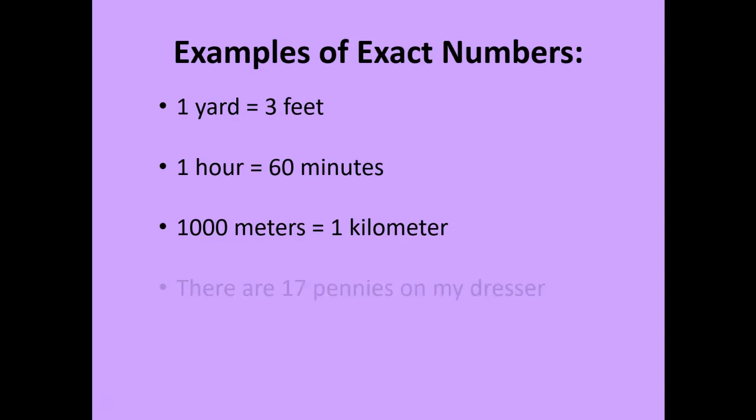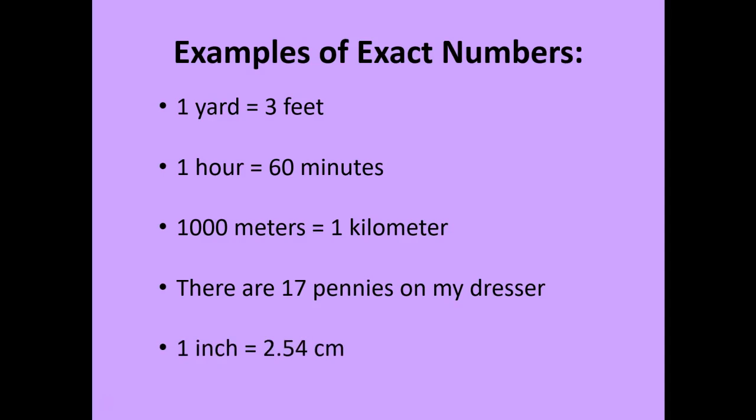Now here's an exact number that's actually a measurement. There are 17 pennies on my dresser, but because there's no such thing as a part of a penny on my dresser, that's an exact number, because I didn't make it by estimating. I made it by actually counting them. And here's something you may not realize is an exact number: the inch is now defined in terms of the metric system. It is considered to be exactly 2.54 centimeters.